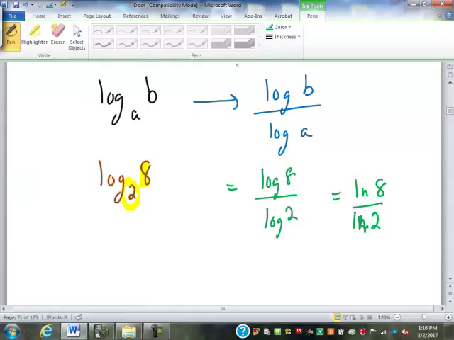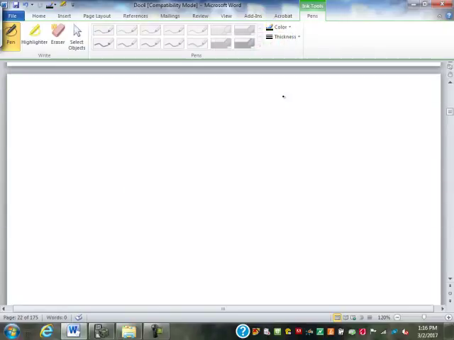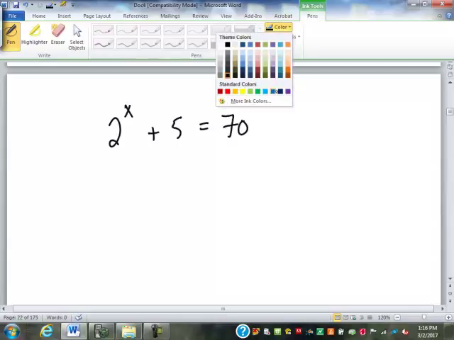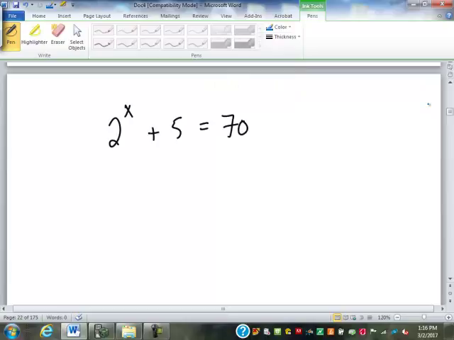So if I happen to run across an equation like 2 to the x plus 5 equals 70, I can solve this. First of all, I have to isolate the exponential part, the 2 to the x. So I'm going to subtract 5. So 2 to the x equals 65.